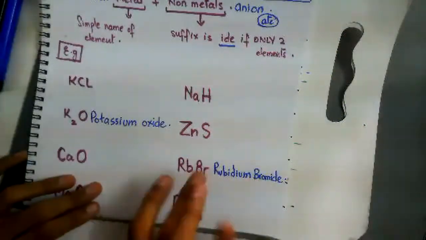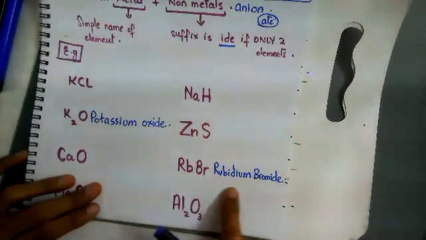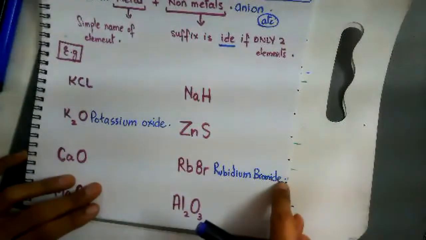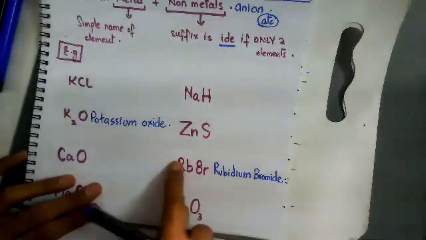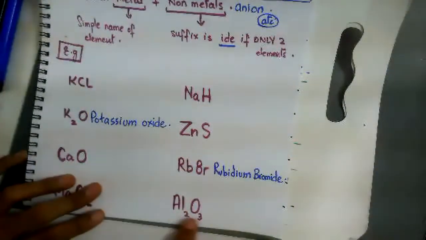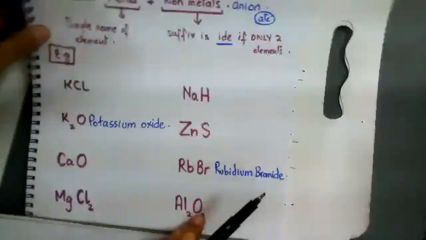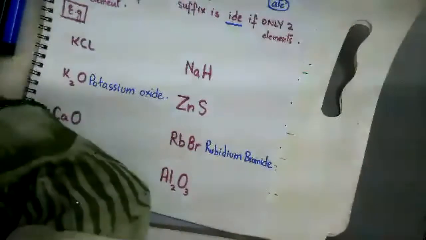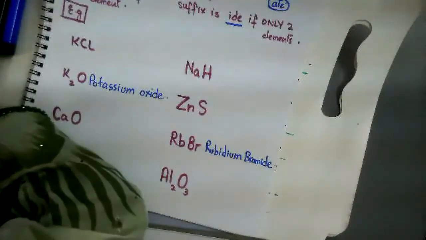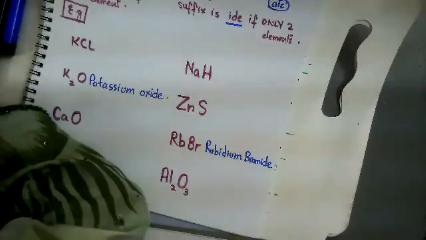So what's the rule here? Simple. Write down the name of the first element. Write down the name of the second element. Just add "ide". Simple. This is a type 1 binary ionic compound. Okay, also do this. Yes, miss. Okay, let me ask somebody else.